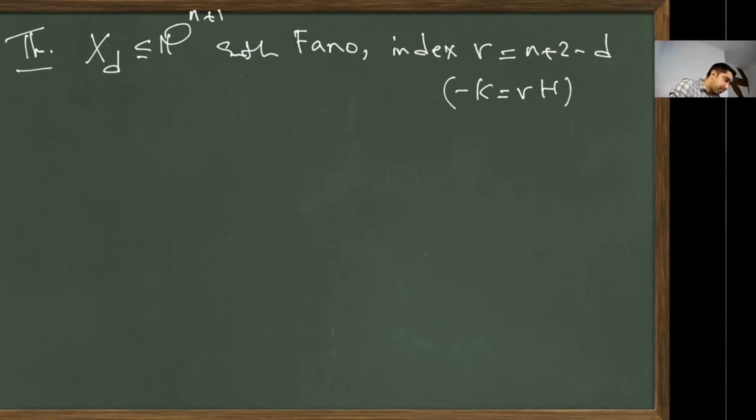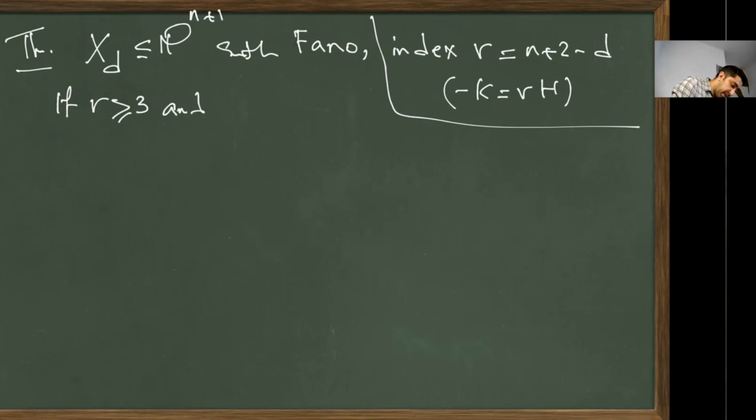So you don't really need this. This is not a part of the theorem. So you take a smooth Fano of degree d, a hypersurface of degree d in P^(n+1) of index R. Now, if R is at least 3, so we didn't have this before, and n is at least R cubed, then X is K-stable.